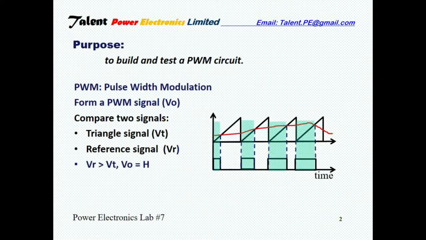When the reference signal VR is higher than the triangle signal VT, the output VO is set to high. When the reference signal VR is lower than the triangle signal VT, the output VO is set to low. The frequency of the triangle signal determines the frequency of the output PWM signal. The voltage level of the reference signal determines the duty cycle of the output PWM signal.